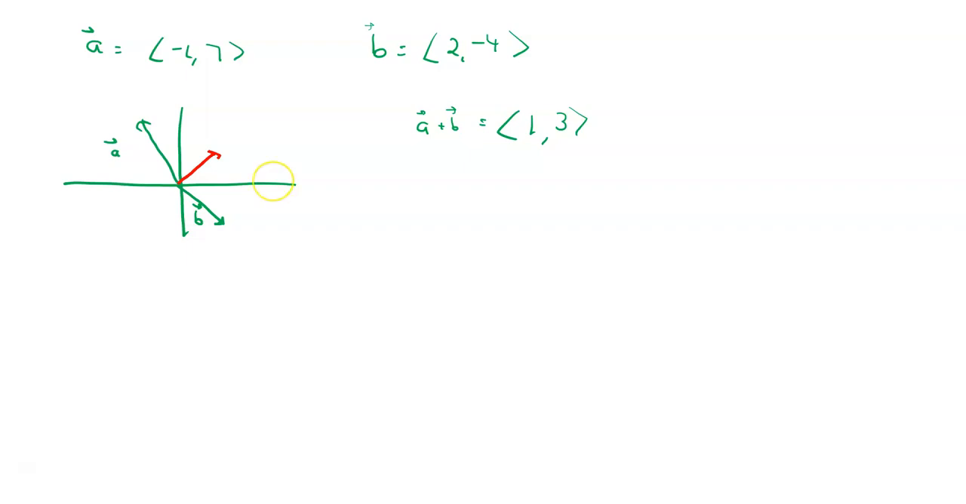So vector A has more going up than B does pulling down. So the result is that it moves more up than it does down. And the same thing with the left and right. They're kind of balanced, but vector A moves 1 to the left, B moves 2 to the right, but net change, it moves 1 more to the right than it does to the left.